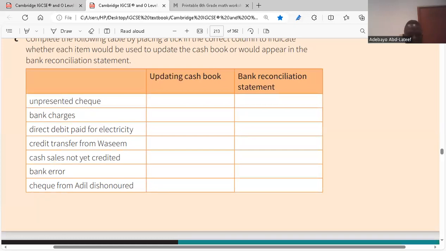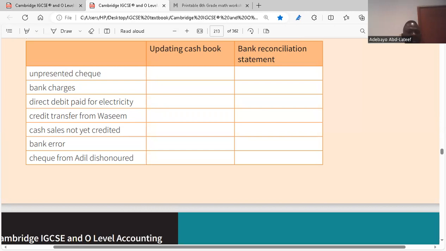Credit transfer, bank reconciliation. Cash sales not yet credited, bank reconciliation. Bank error, updating cash book. Check from Adil dishonored, updating cash book. Clear, right?